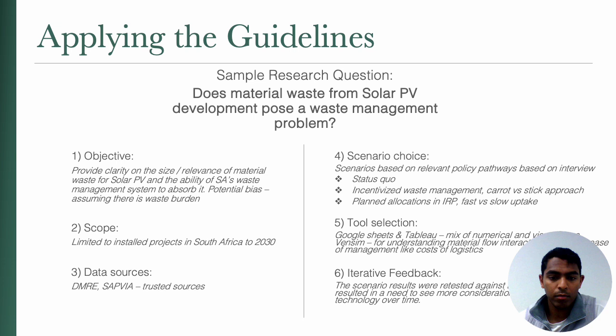Secondly, we need to outline the scope. A suitable choice in this case would be to limit to installed projects in South Africa and up into a timescale of 2030. So here we've limited the system boundaries and scope in terms of geographical location, in terms of timescale, and also the sources of material waste that we will be considering. So for example, we're not taking into account uninstalled equipment, which might be quite difficult to track when those materials actually enter the waste stream.